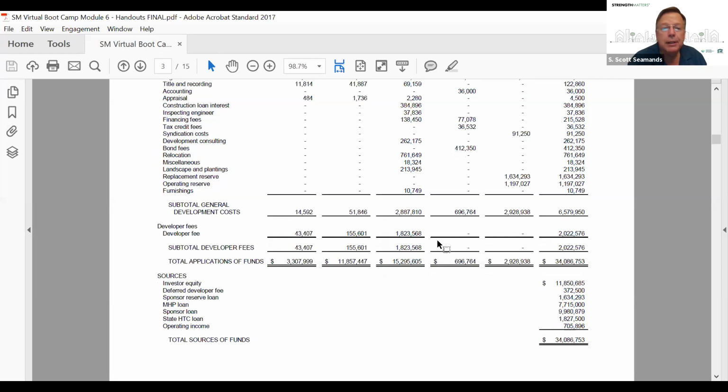But luckily, the good news is the sources equal the uses. So one of the purposes of the cost cert is to prove to the awarding agency, the state tax credit awarding agency, that investor equity was needed, in this case, 11,850,000. This proves without a doubt that this project could not have been built without that 11,850,000 in investor financing and capital contributions to the partnership.